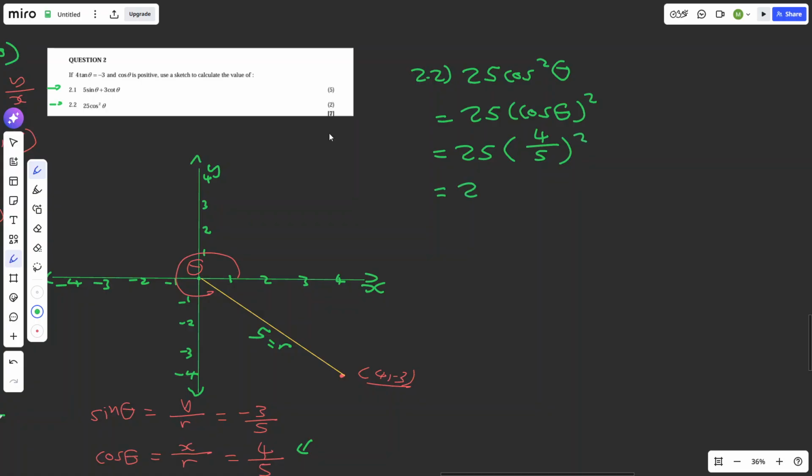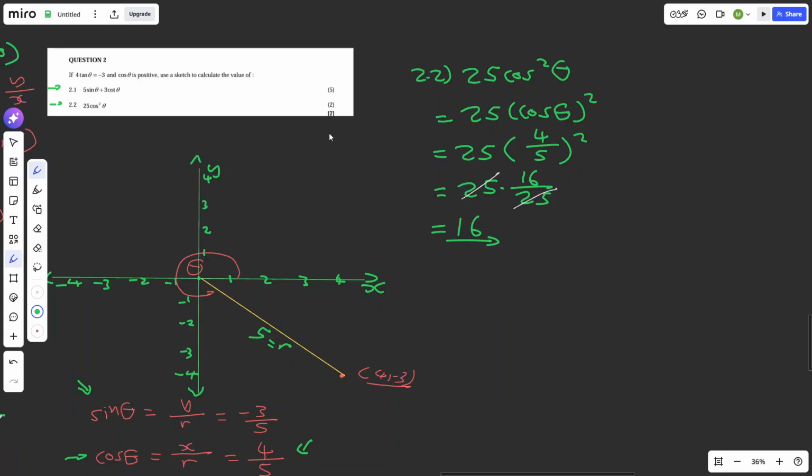So now, what do we have here? 25 multiplied by 16 divided by 25. So now you can see here that 25 cancels out with 25, and the answer is 16. So here yet again, we referred to the sketch, right? And what we had broken up here, sine theta and cos theta. So this is a good approach to take, right?